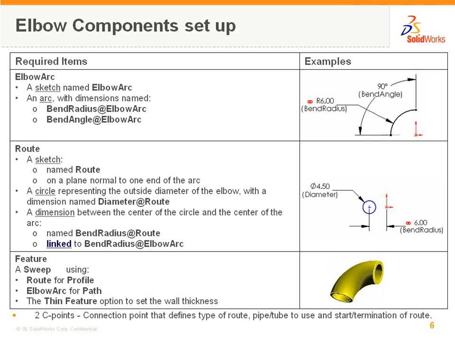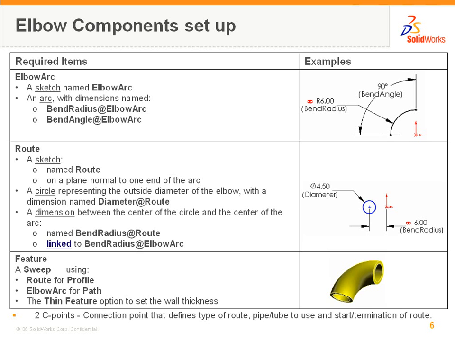In addition to this, it must contain another sketch named route, and this route sketch must be on a plane normal to the end of the arc, and then you must have a circle to represent the outside diameter of the elbow with a dimension named diameter at the route, and finally it must have a dimension between the center of the circle and the center of the arc, and that particular dimension must be named bend radius at the route sketch. And we want to link this to the bend radius from the elbow arc in the first sketch.